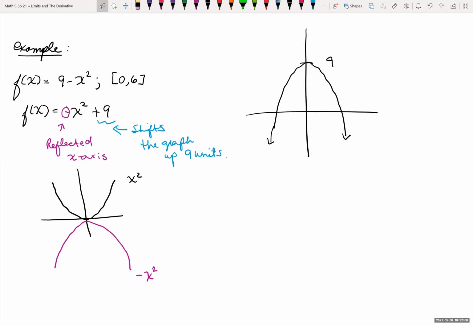So let's continue on. We have to find where this is crossing the x-axis. And we know that we want the bounds between 0 and 6. So one of my bounds is on this side, 0. So let's figure out our x-intercepts. Our x-intercepts occur when y is 0. So we're looking at 0 is equal to 9 minus x squared.